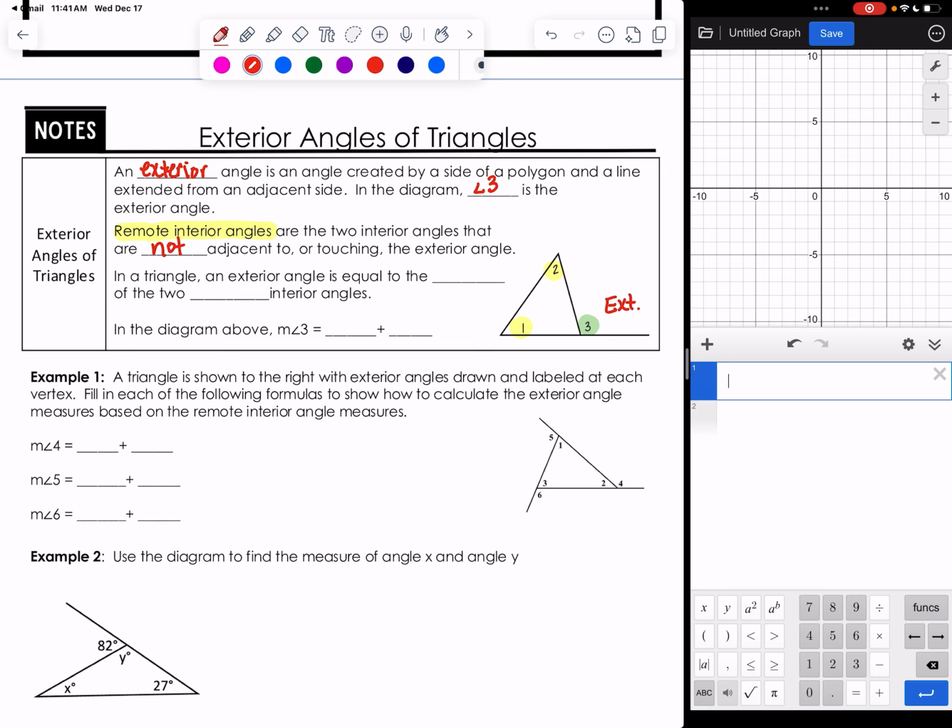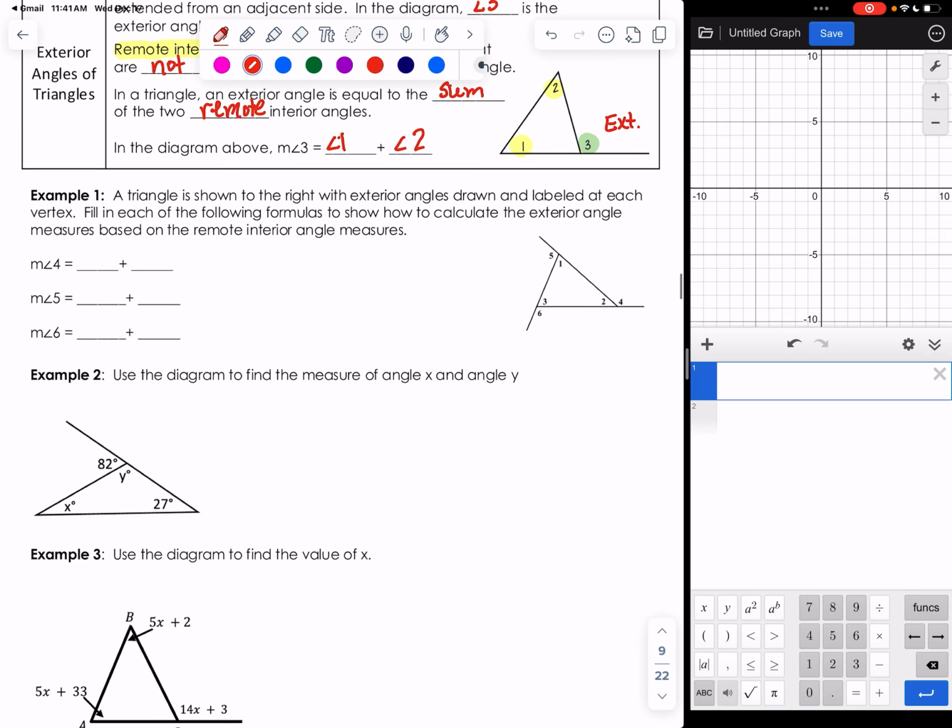So in a triangle, an exterior angle is equal to the sum of the two remote interior angles. In the diagram, the measure of angle 3 can be found by adding the measure of angle 1 plus the measure of angle 2. All right, let's look at an example of this.